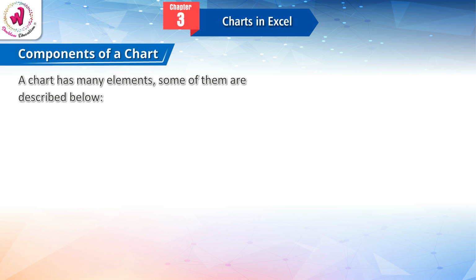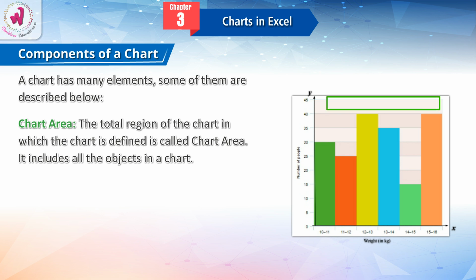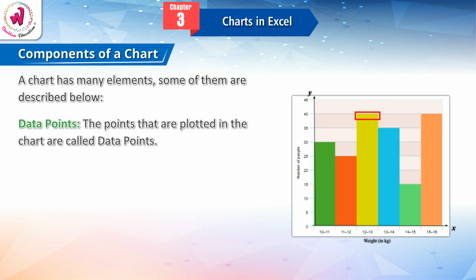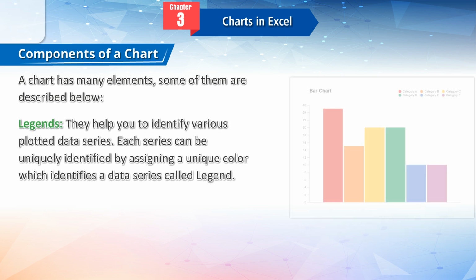Components of a chart. A chart has many elements. Some of them are described below. Chart area. The total region of the chart in which the chart is defined is called the chart area. It includes all the objects in a chart. Plot area. The area of the chart in which your data is plotted is called the plot area. Data points. The points that are plotted in the chart are called data points.